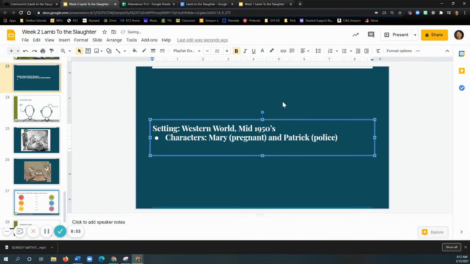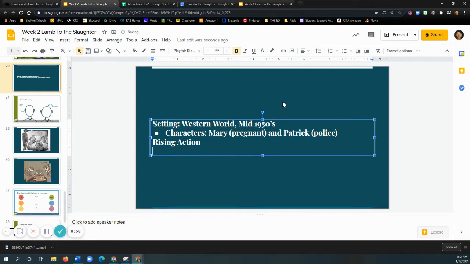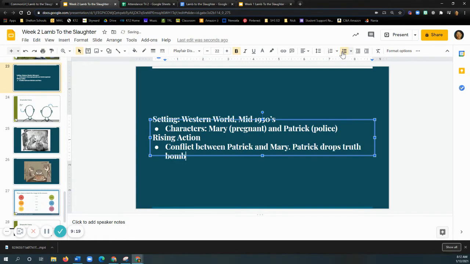And then we get into the rising action. So when Patrick comes home, now we are starting to get into the rising action. Especially, we have clues that there is conflict between Patrick and Mary because of what Patrick dropped, some sort of a truth bomb. We never exactly know what he says, but whatever it is, it's enough to just set her off.